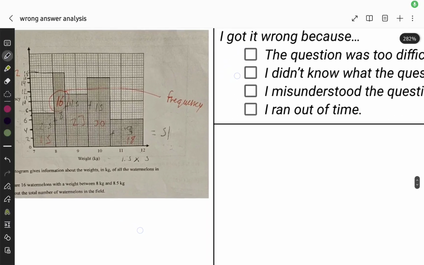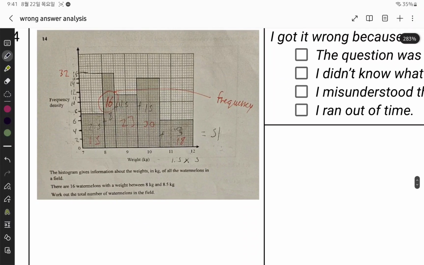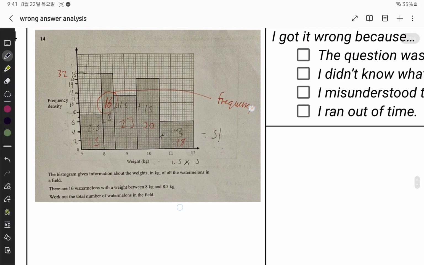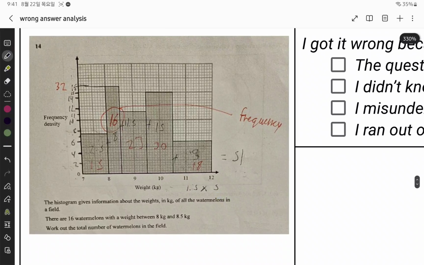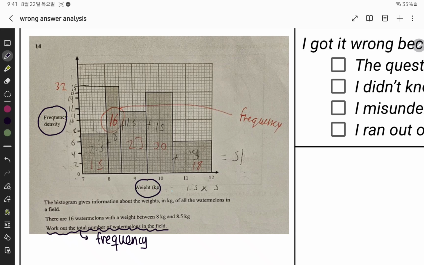We have a question that's asking about the frequency density, and it's about histograms. So first of all, we have this histogram about the frequency density and the weight of watermelons, and it's asking us to work out the total number of the watermelons in the field. So when we look at this problem, it's asking us the frequency, right? But in the histogram that we're given, we only know the frequency density and the class.